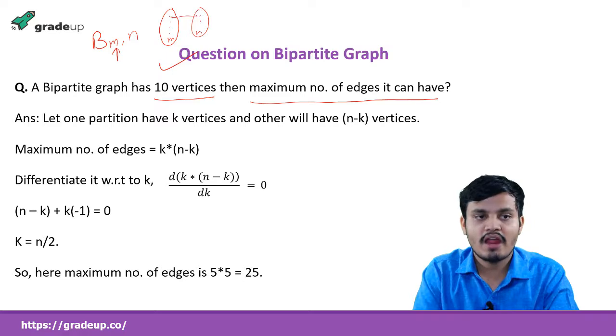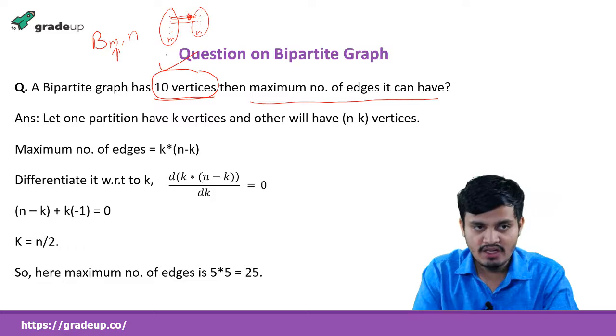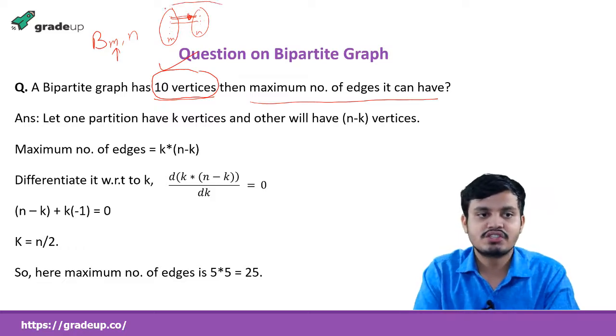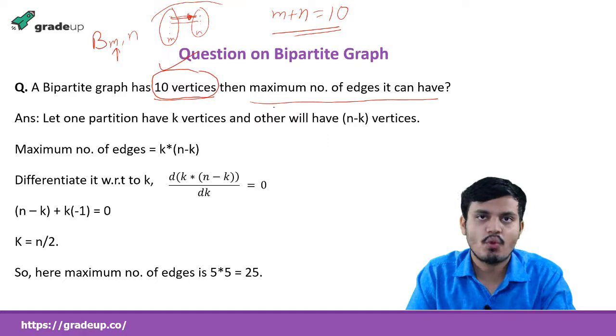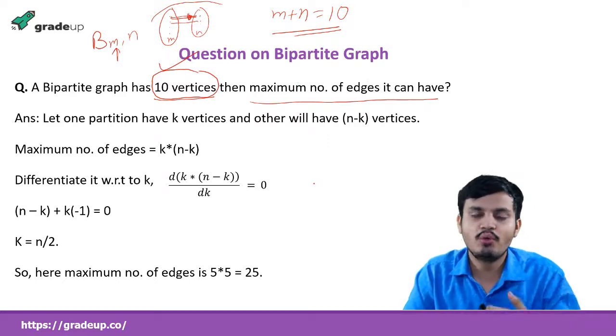And now we are allowed to have an edge like this. Now we are giving the total number of vertices. It is not saying how many are in this set and in this set. It is saying that M plus N is equal to 10, and we are asked to find the maximum number of edges it can have. So we will try to understand the problem.